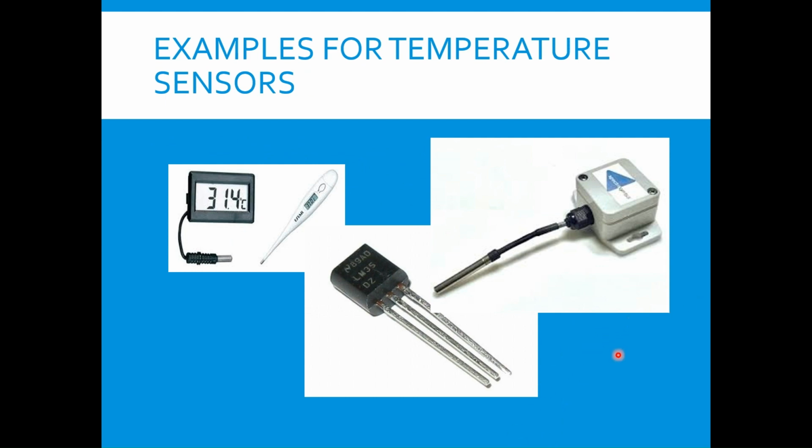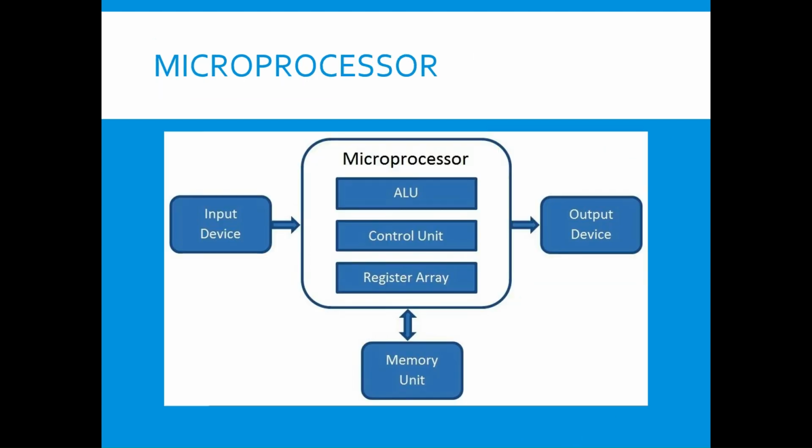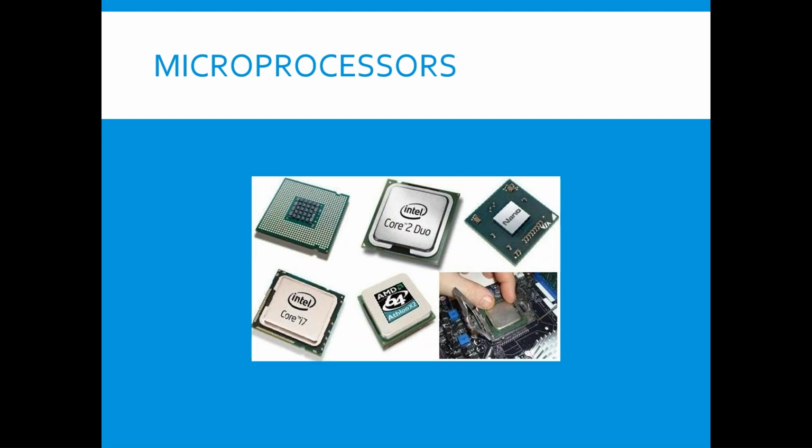Examples are temperature sensors. There are different sizes, different types of temperature sensors available like this. Look at the microprocessor. To the microprocessor, we provide inputs using input devices. It will process the details using ALU, control unit, and register. And to do this task, that will use the memory unit. Finally, microprocessor will output the necessary outputs using output devices. Here are some examples for microprocessors.